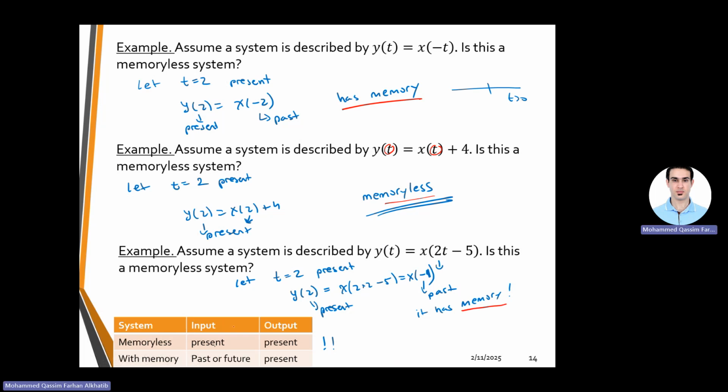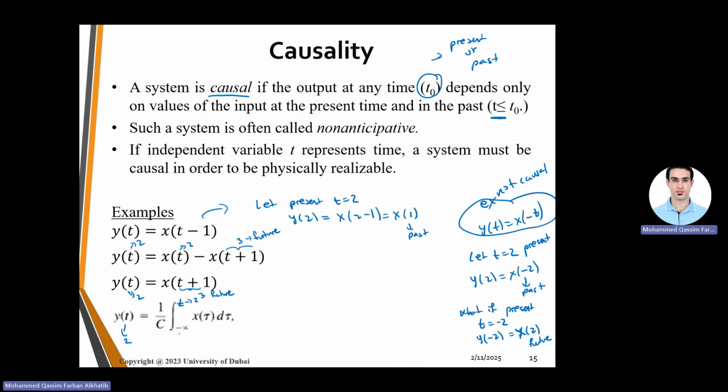All right, so memoryless has a point in the present. The output should be at some point in the present. With memory, if the input is either past or future, then the output is the present. All right, so that's it about memory.